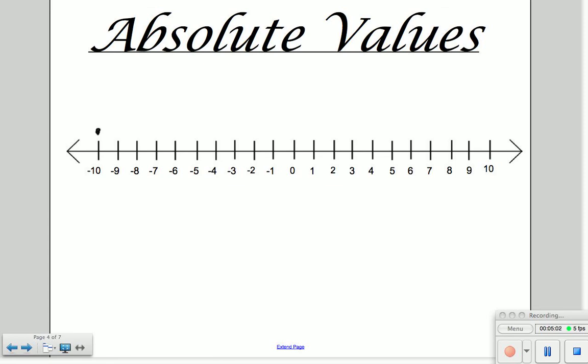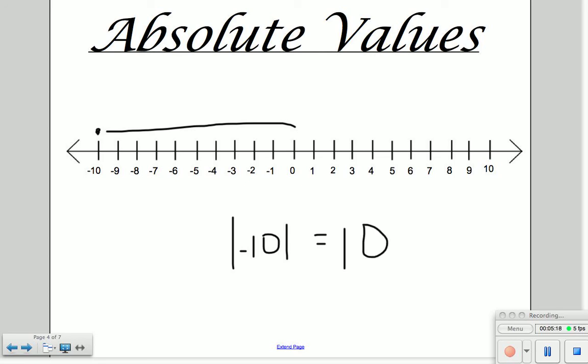Negative 10 is still 10 units away from 0. So the absolute value of negative 10, how far away negative 10 is from 0, is still 10 units. It's not negative 10 units because, again, that's not a distance. Negative 10 isn't a distance. 10 is a distance. You can measure out 10 inches, 10 centimeters, 10 feet. You can't measure out negative 10 centimeters or negative 10 feet.